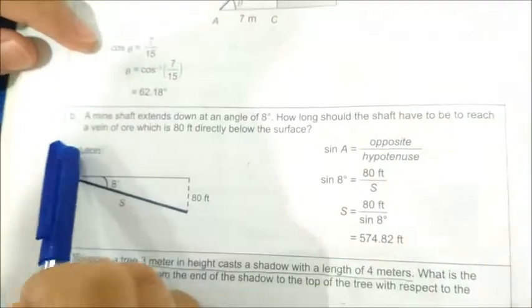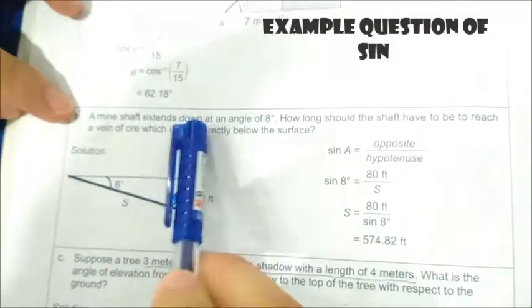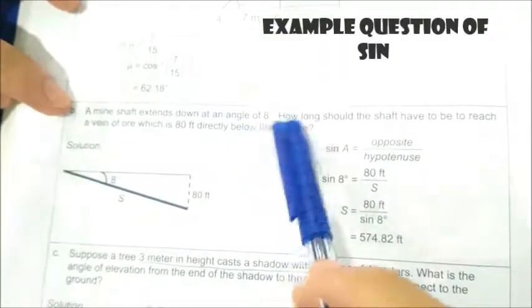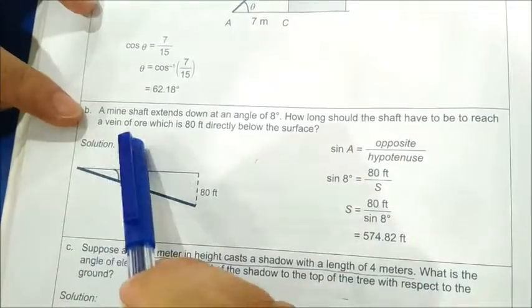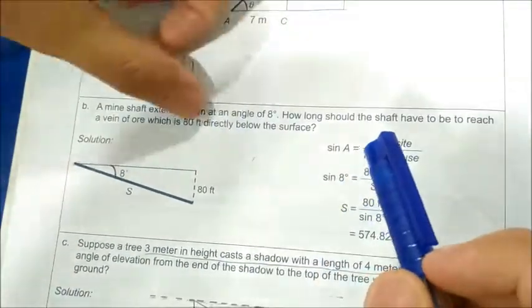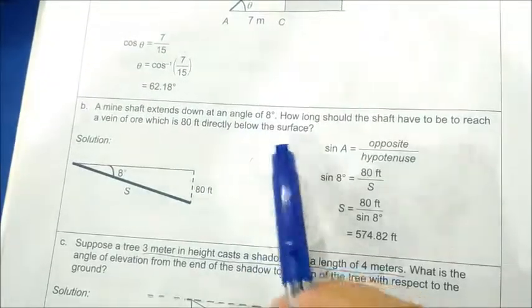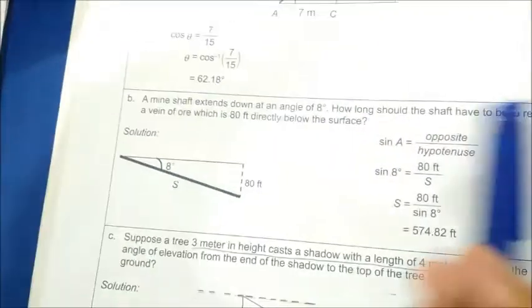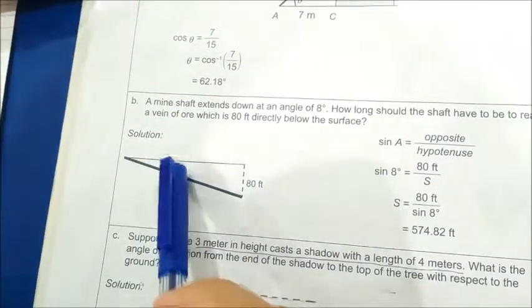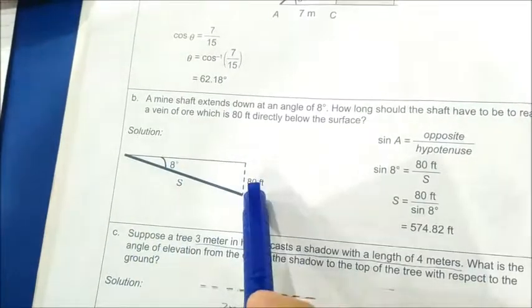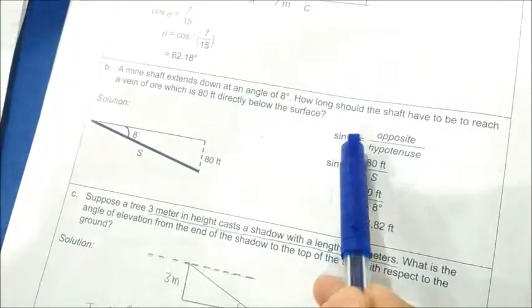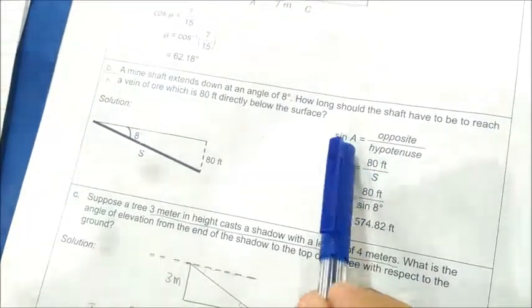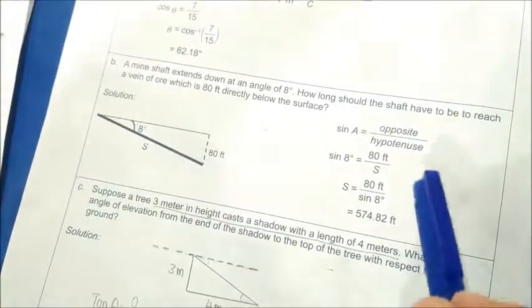The second example is a mine shaft extending down at an angle of 8 degrees. How long should the shaft be to reach a vein of ore which is 80 feet directly below the surface? So here is the figure. As we see in the figure, we have 8 degrees and 80 feet on the opposite side. So here we must use the sine formula, which is the perfect solution for this question.